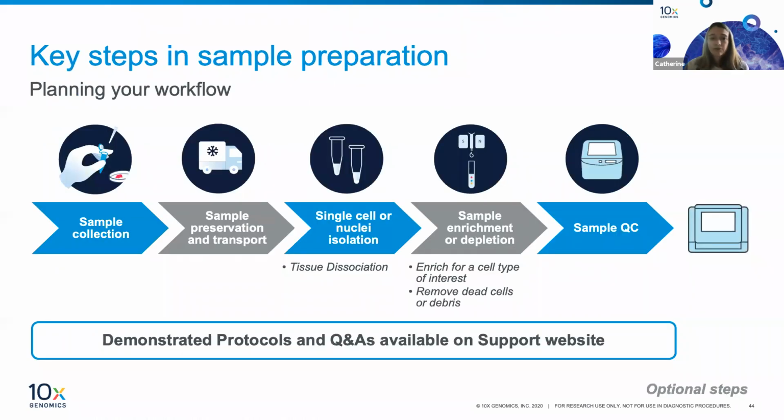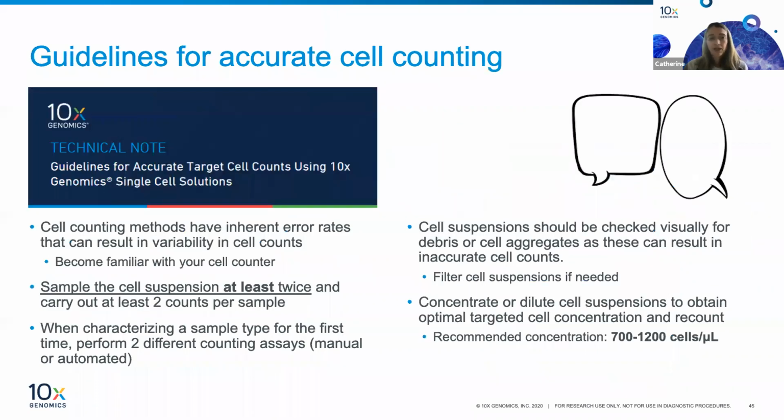Okay, let's finally talk about sample QC a little bit. When I talk about QC here, I'm talking really about counting. Counting is incredibly important for the 10X single cell assays. And the reason for this is we want to target a certain number of cells in order to get the data that you're interested in.